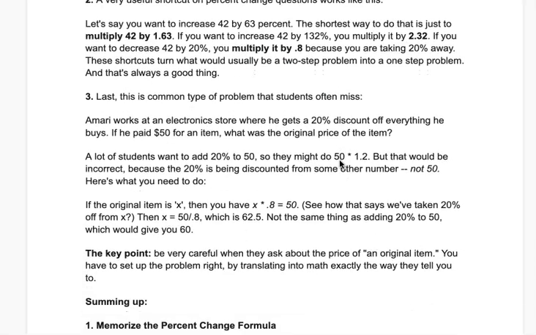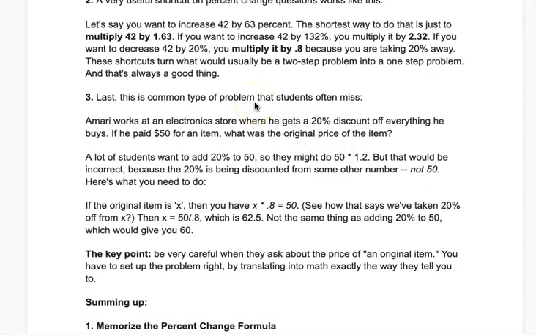All right, third and last, a type of problem that students often miss. Here's an example. Amari works at an electronics store where he gets a 20% discount off everything he buys. If he paid $50 for an item, what was the original price of the item? You have to have a red flag whenever they ask about the original price. What students tend to want to do is take $50 and add 20% to it. So that would look something like this: multiply 50 times 1.2. But that's not right, because the 20% is coming off of some other number, and that's what they're asking you for.